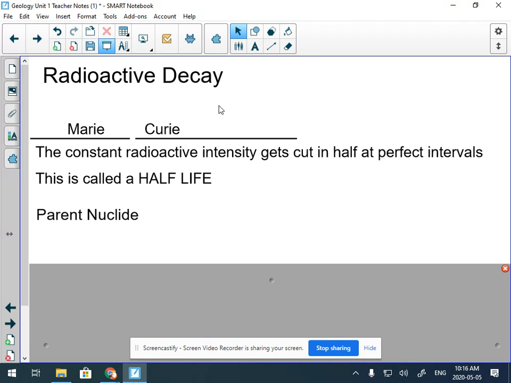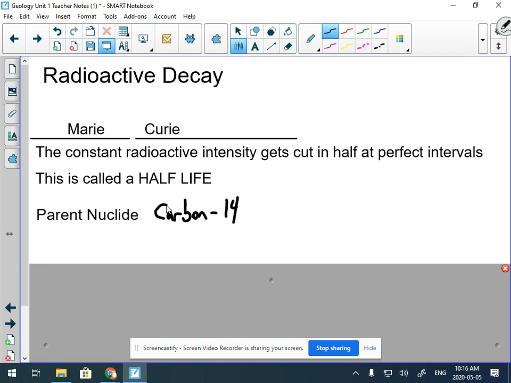So a parent nucleotide is something like carbon-14. We talked in chemistry about what that 14 means. It's the addition of the protons and neutrons that make up that element. And carbon-14 is not typical carbon. It's really unstable. And carbon-14 decays, which means that it changes into nitrogen-14. So carbon has 6 protons and nitrogen has 7.